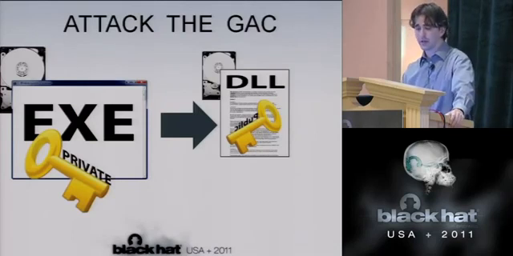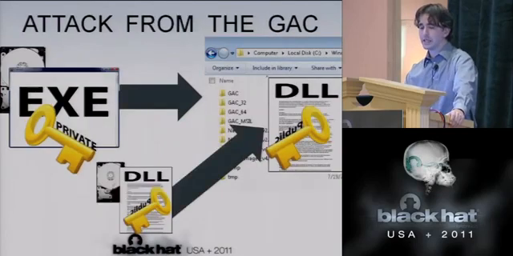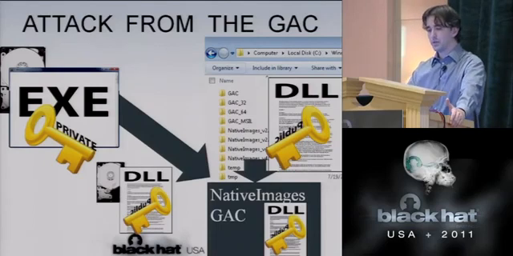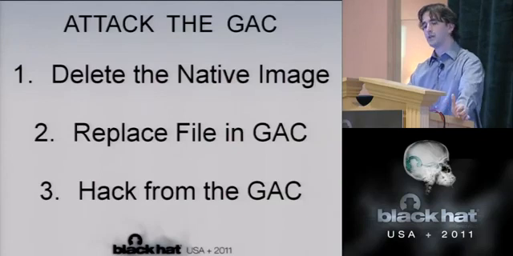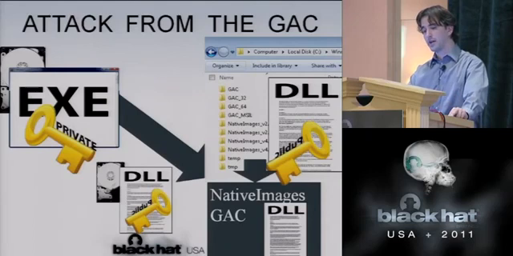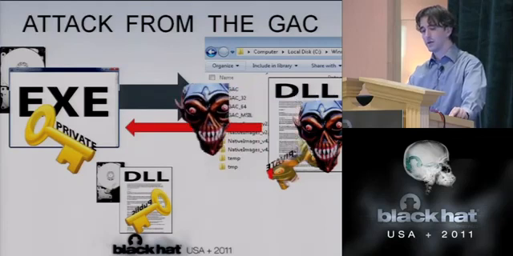Even if you don't want to call the GAC, you usually end up calling the GAC anyways. Because when an exe calls a DLL, it really puts that DLL inside of the GAC, in which case it really compiles a native image. So when your exe runs, it's really calling that native image. You want to delete the native image, you want to replace your target in the GAC, and then you can hack your target from the GAC because you delete your native image, you put your infected malicious code in the GAC, and then you run it.